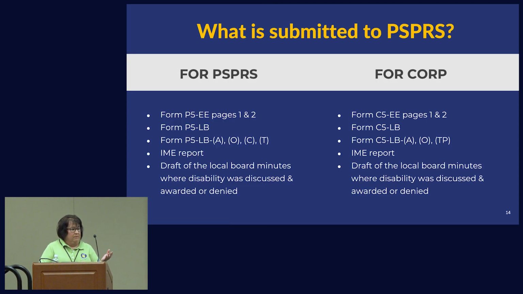What's submitted to public safety is going to be the application, whether it's the P5EE page 1 and 2 or the C5EE page 1 and 2. The form P5 or C5LB is all about the local board telling us that it's been approved and when it should start. Also the questionnaire, the IME report, and the minutes. And these minutes would be very helpful if you do more than just say approved or denied. We're kind of at a loss when we go to review this information. It'd be nice to have a bit more substance to it, so that we know what was behind the thought process that the board approved or denied this disability.